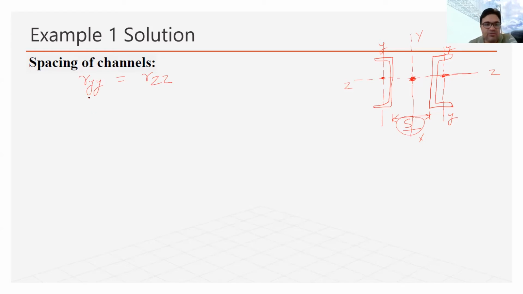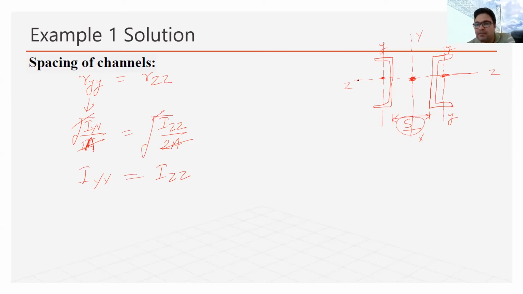So ryy is equal to, again I'm writing here, iyy upon the area of cross section, the total cross-sectional area. Similarly, in this case, izz upon 2a. So both of them cancel out, and the only thing left here is that iyy should be equal to izz. So we will equate both of them and then write the equation.